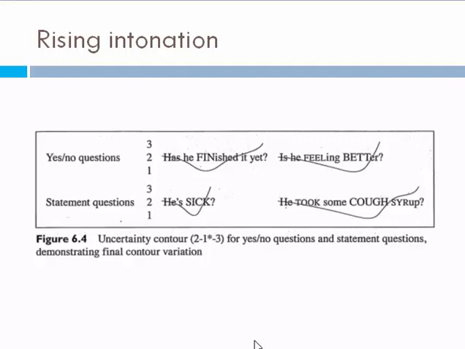Statement questions. Those are questions that are not really questions, like a statement. You do not invert subject and verb, but you still have that element of a question to it. He's sick? He took some cough syrup? So for yes or no questions and statement questions, we have a final rising intonation.